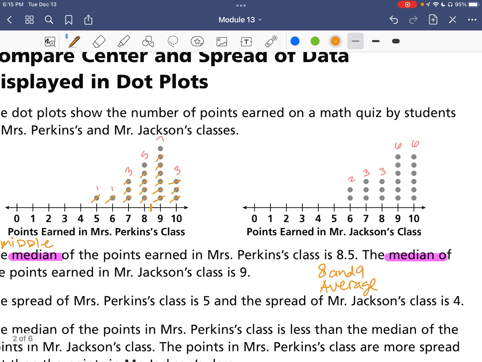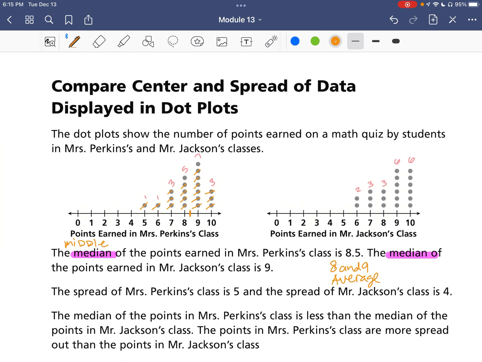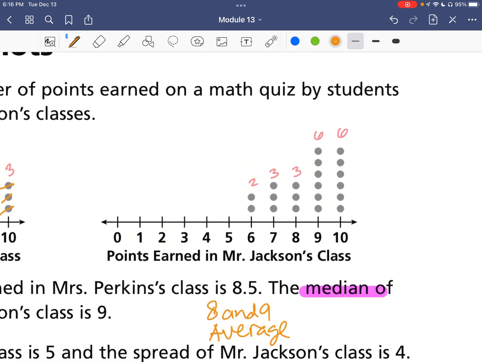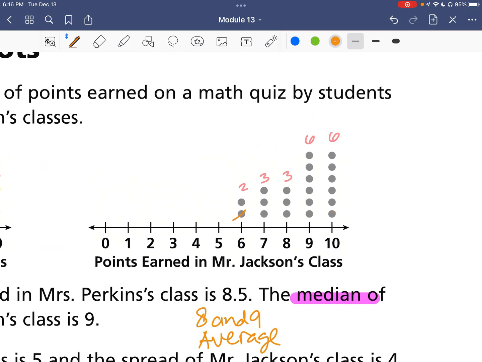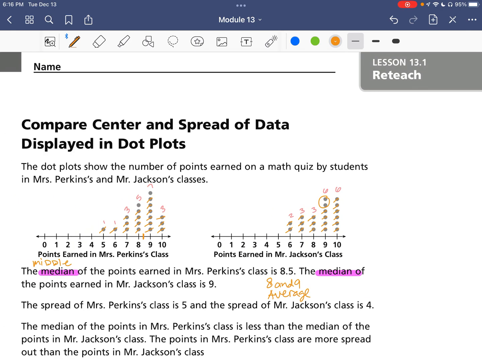So for Miss Perkins, her median, that middle number, is 8.5. And then Mr. Jackson's is 9. So let's play that out. We'll go 1 for 1. Going both ways here. And then both of these will just be 9. So we'll end up with 9. The middle number is a 9.